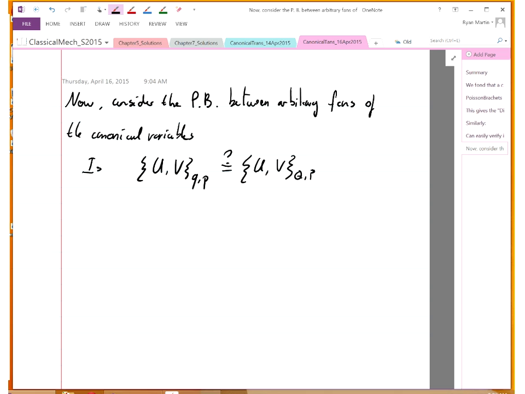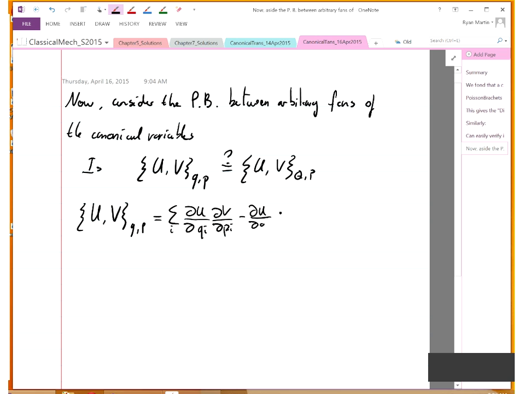But the math is a little bit painful. So for reference, let's remind ourselves of the bracket of u and v in the lowercase q's and p's. That's the sum over the degrees of freedom of ∂u/∂qi ∂v/∂pi, minus ∂u/∂pi ∂v/∂qi. Alright? That's the definition. That's in the lowercase q's and p's.